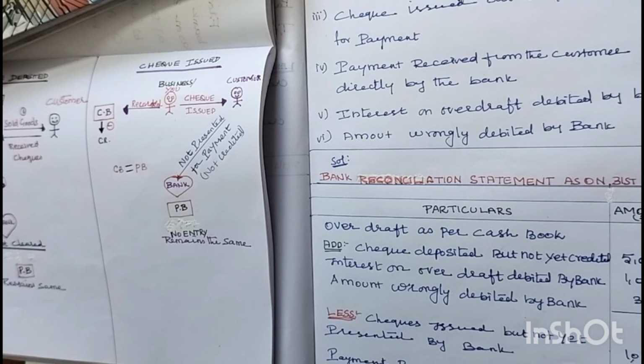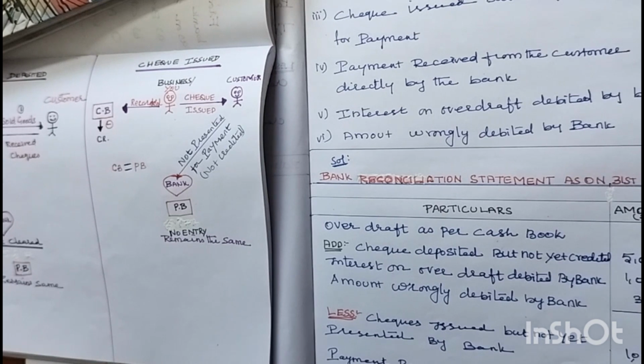But what about the business? The business does not know that the bank received the payment. After seeing the bank statement only, the business accountant will come to know they received the payment of 500 rupees directly from the bank. So till then, no entry will be made in the cash book. So the cash book remains the same.